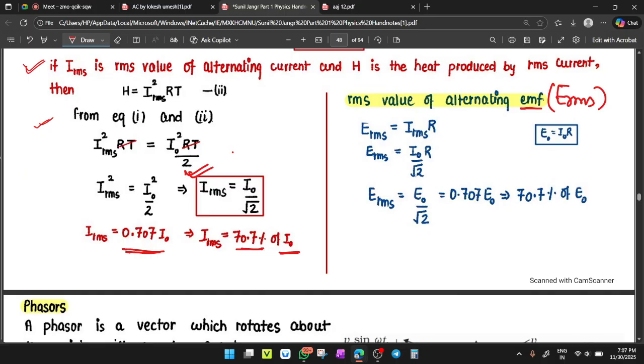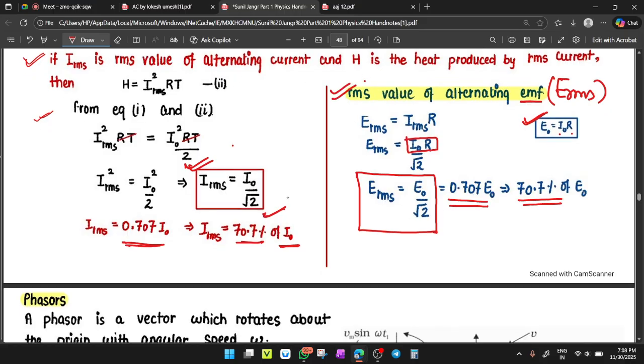Now, place the value of I_RMS here. Today we found that it equals I naught by root 2. So this becomes I naught multiplied by R. By the formula, I naught into R becomes the maximum value of EMF. So E_RMS equals E naught by root 2. Clear? Because for I_RMS we have placed I naught by root 2, so I naught into R becomes E naught. So it equals E naught by root 2, that is equal to 0.707 of E naught or 70.7% of E naught. Fine. So this is the RMS value of alternating EMF.